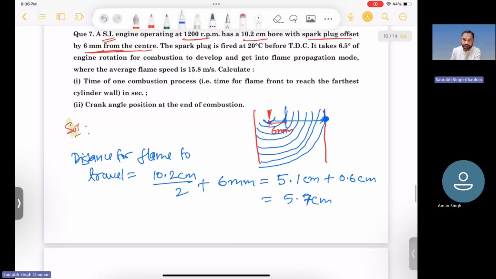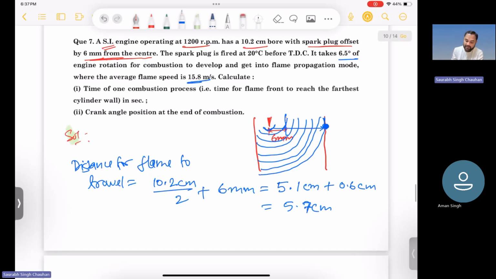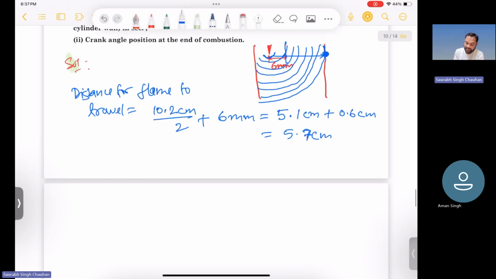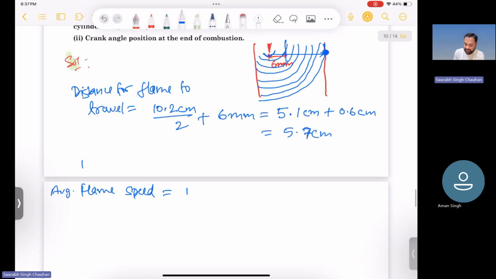Okay, fine. It takes 6.5 degree of engine rotation for combustion to develop. Okay, fine. With the average flame speed of 15.8 meter per second. Flame speed is given, right? Average flame speed is given. How much? 15.8 meter per second.